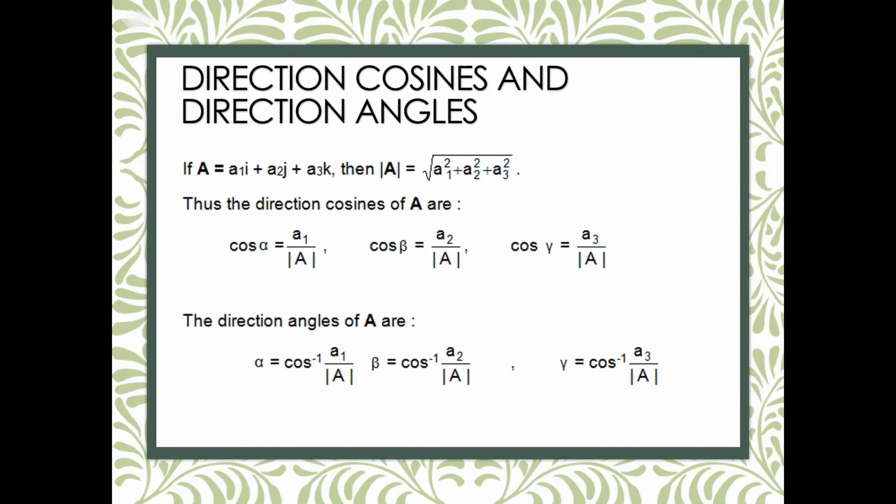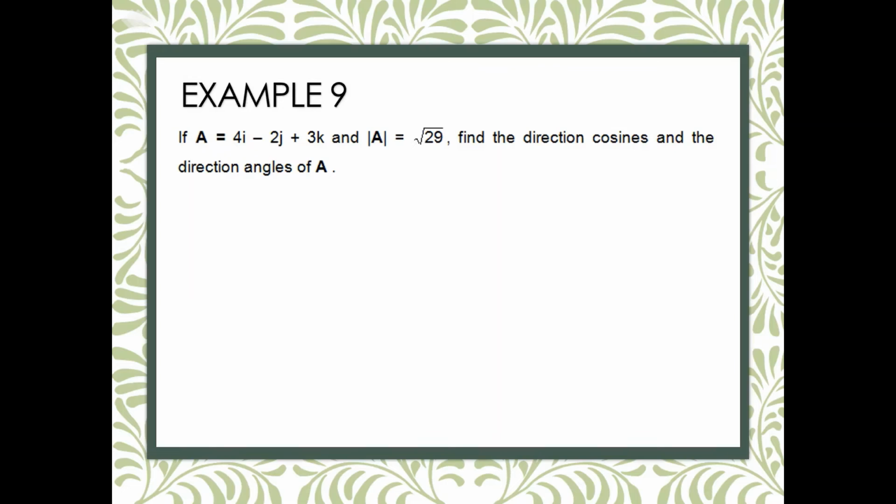By solving the direction cosines of vector A, you will obtain the direction angles of A, which are alpha equal to the arc cos of a1 over the magnitude, beta equal to the arc cos of a2 over the magnitude, and gamma equal to the arc cos of a3 over the magnitude. Refer to example 9. You need to find the direction cosines and the direction angles for the given vector A.